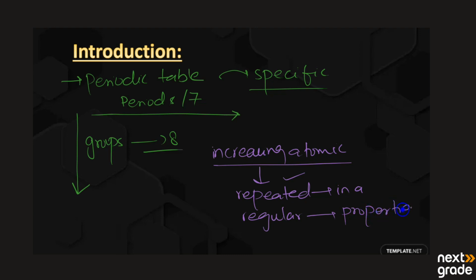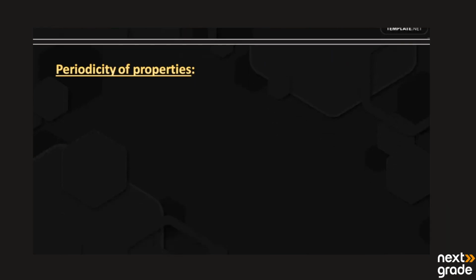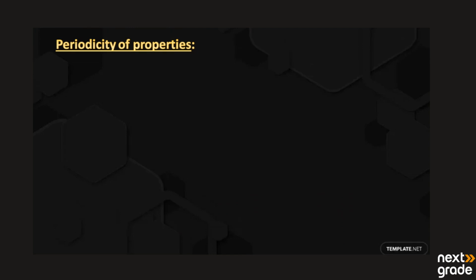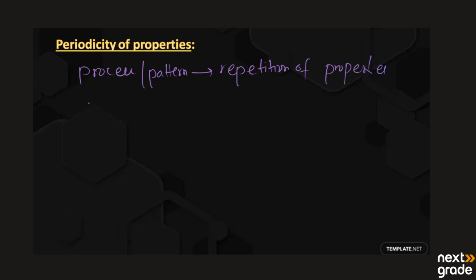By definition, the periodicity of properties is the process or the pattern by which there is a repetition of the properties in all groups and in all the periods after a certain interval. This is known as periodicity of the properties.